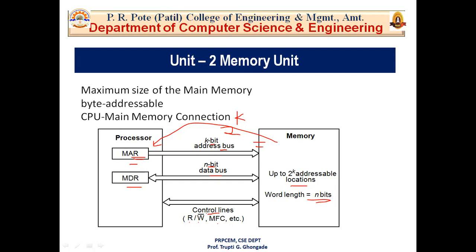After loading the address of the required memory location into MAR, your control lines, that means your processor control signal, will set this R/W bar control signal to 1. It means that your read operation is set to 1, and your write operation is, what is W bar? If it is bar, that means your write operation is 0. It means that now we are performing a read operation.